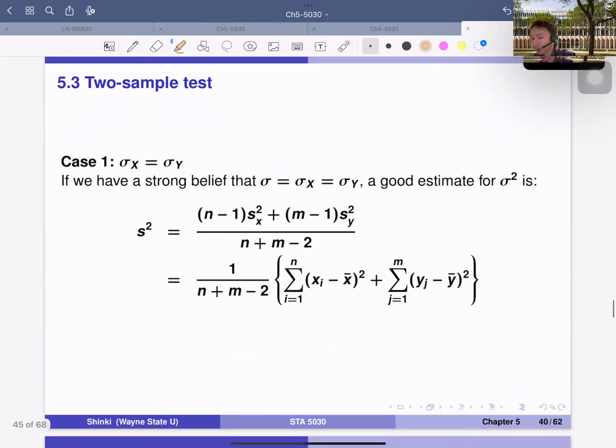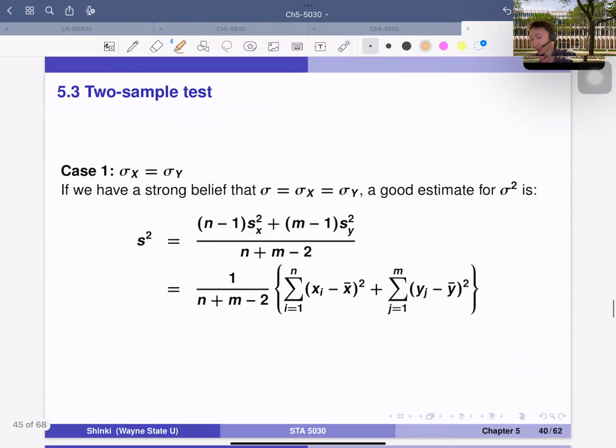Okay, so in the simplest case, we have sigma x equal to sigma y. Or even if it's not equal, sometimes we don't have any strong reason to believe that these are different. And anyway, our primary interest is mu x and mu y, the means. So in such a case, sometimes we assume sigma x is equal to sigma y. And if sigma x is equal to sigma y, how do we estimate this number?